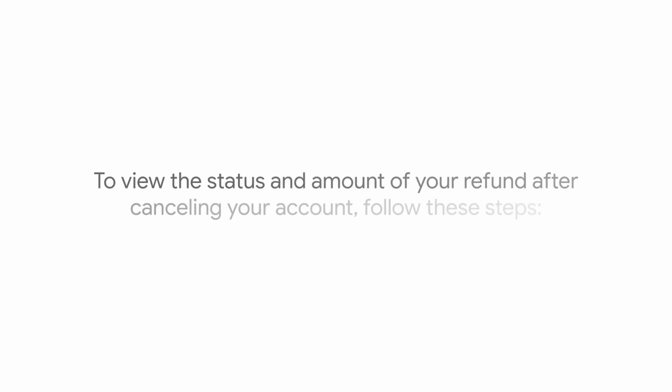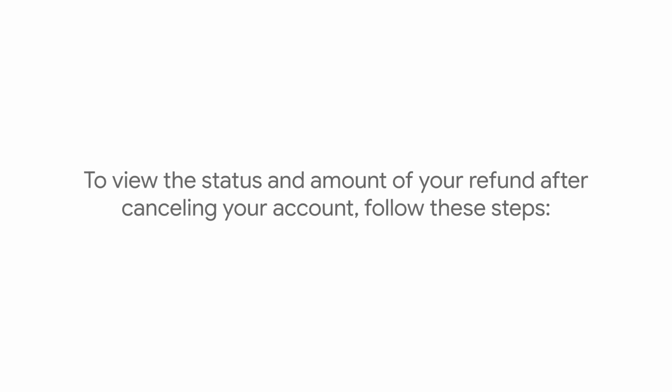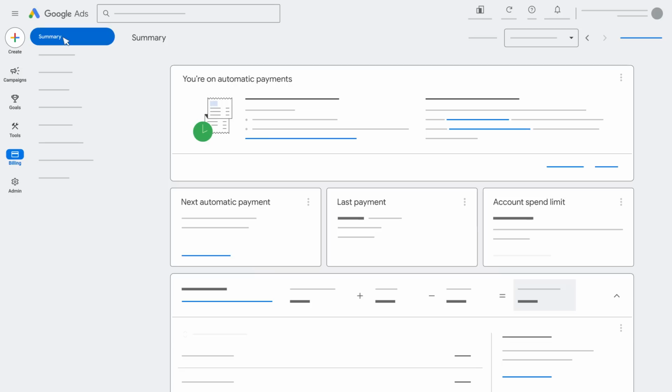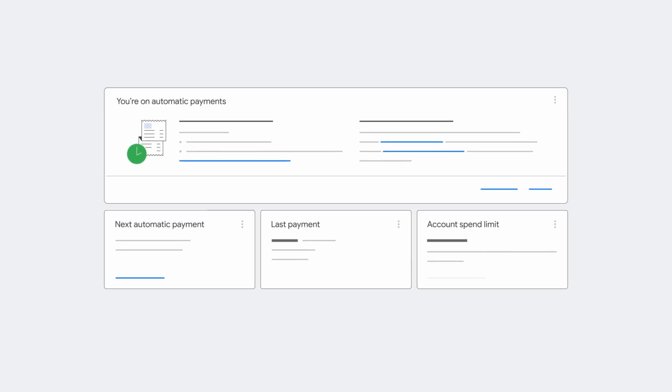To view the status and amount of your refund after canceling your account, follow these steps. In your Google Ads account, click the billing icon. Click Summary. Status updates for your refund will appear at the top of your billing summary. Refunds typically take up to 2 weeks for us to process, and it can take an additional 10 business days for your bank or credit card company to refund your account, depending on their own processes.